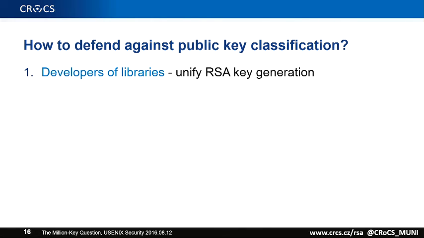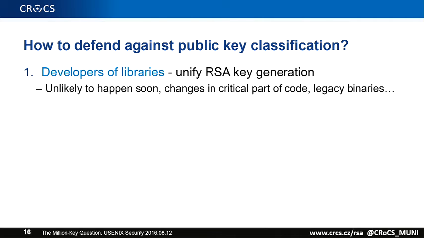What can we do about that? There are two lines of defense here. First, coming from the developers of these libraries. In principle, it's simple. They just need to unify the way they generate RSA keys. But this is probably very hard. I don't think this will happen soon, because at first they need to agree on what is the right way to generate RSA keys. And second, this will require a change in a very critical part of code. And you will still have legacy binaries and so on. So I believe this vulnerability will stay here for longer.